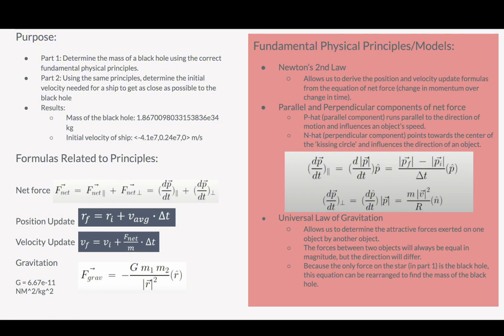The universal law of gravitation allows us to determine the attractive forces exerted on one object by another object. Forces between two objects will always be equal in magnitude, but the direction will differ depending on the system. Because the only force on the star in part 1 is the black hole, this equation can be rearranged to find the mass of the black hole.